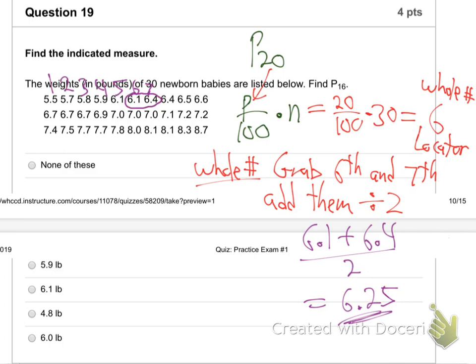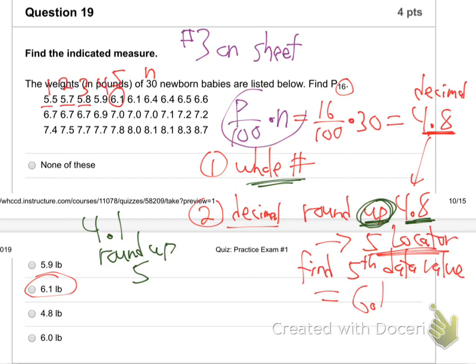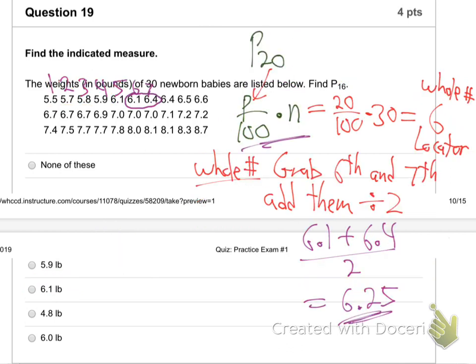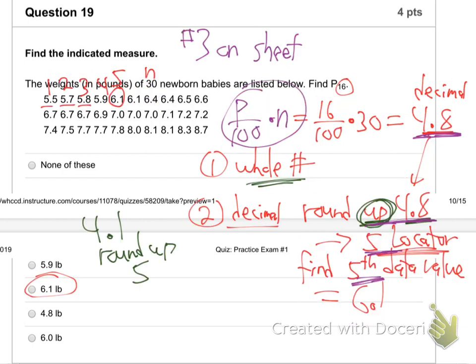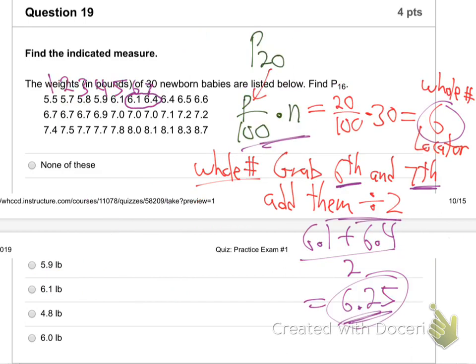So two ways it can go. If you do your P thing and you get a decimal, round it up, say to 5, and go find the 5th data value. Done. If you do your P thing and you get a whole number, don't round it. You don't round whole numbers. Just grab that number and the next number, the sixth and the seventh, add them and divide by two. And remember, when you round up, you really round up. Even 4.1 would go up to 5. We really mean up, it's not normal rounding. Good?